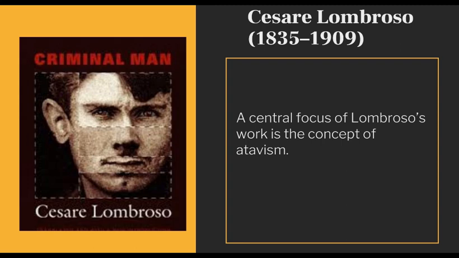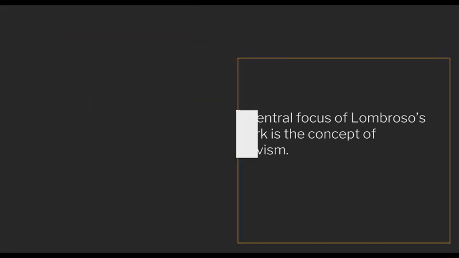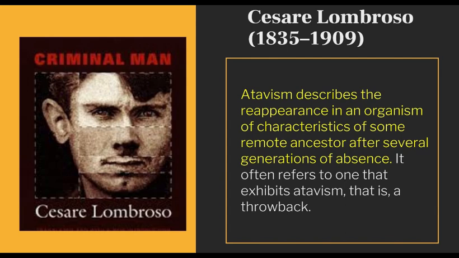Inspired by Charles Darwin's evolutionary theory, he believed that criminals were not as evolved as people who did not commit crime, and that crime is a result of biological differences between criminals and non-criminals. A central focus of Lombroso's work is the concept of atavism. Atavism describes the reappearance in an organism of characteristics of some remote ancestor after several generations of absence.